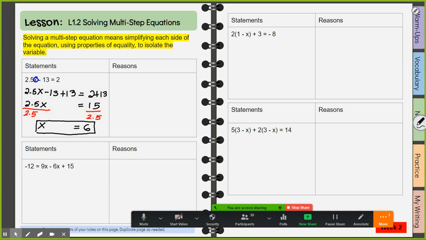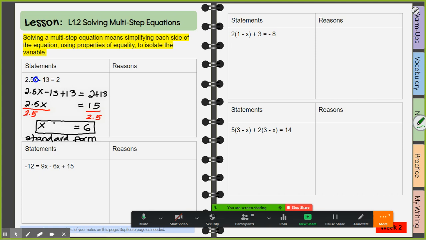Now, I am very heavy on writing the answer in standard form. What does standard form mean? It's just a fancy way of saying the variable has to be on the left-hand side. Although this means the same thing as 6 equals x, in standard form, the variable has to be on the left.